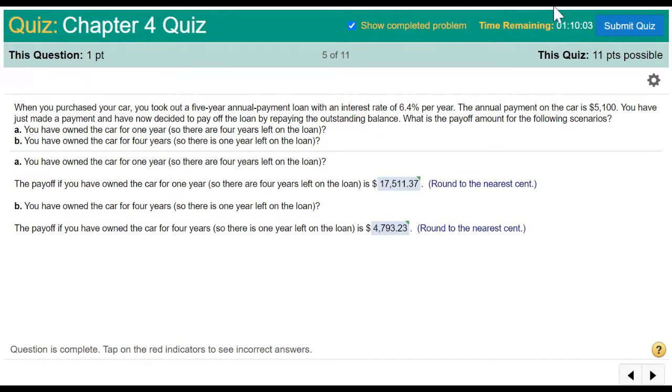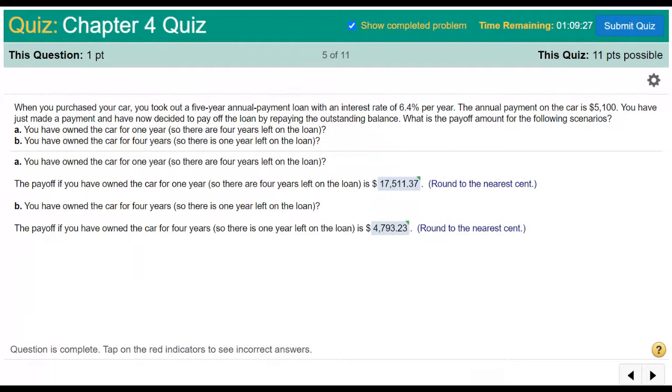Yes, I'm sorry, you said N was 4. Is it 4? It's not 5? It says 5-year annual payment. What does this say right here? My bad. You have the car for 1 year. There are 4 left. So N is 4. You get it? Okay.